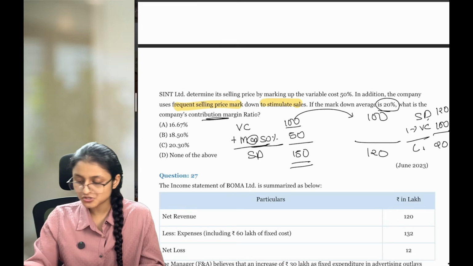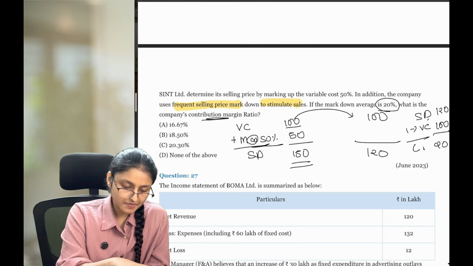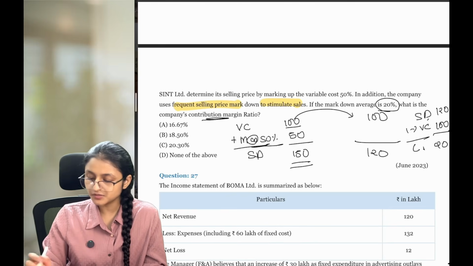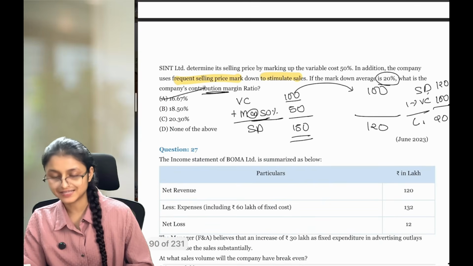So divide your contribution with your sales price. 20 divided by 120 into 100 will give you 16.67%. Hence, first one is the correct answer.